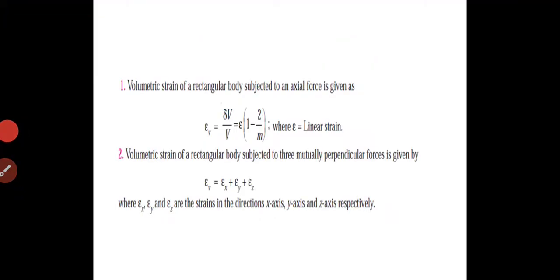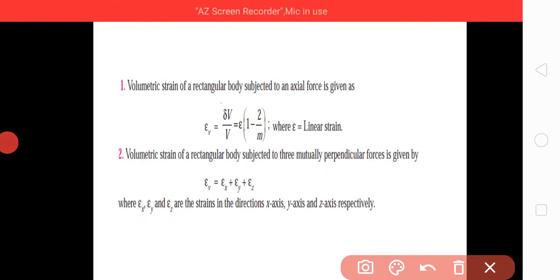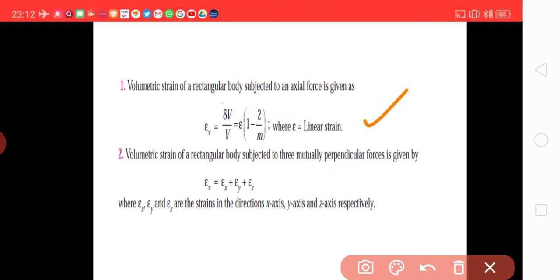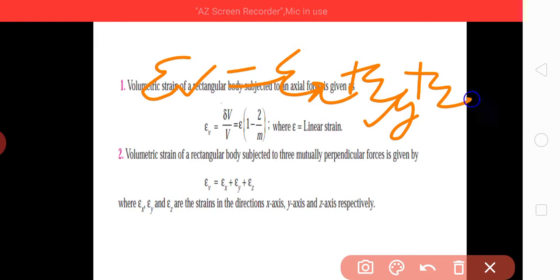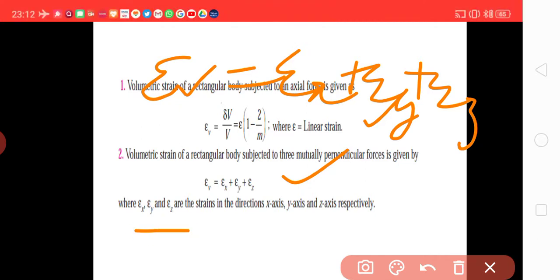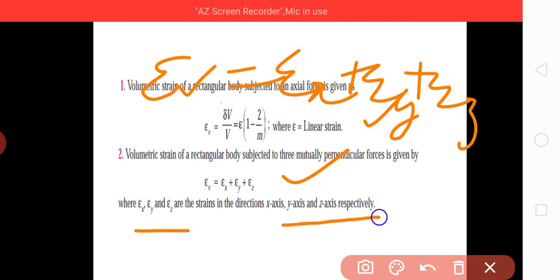The volumetric strain of a rectangular body subjected to an axial force is given by epsilon V equal to delta V upon V equal to epsilon into (1 minus 2 upon m), where epsilon is the linear strain. Similarly, the volumetric strain of a rectangular body subjected to three mutually perpendicular forces is given by epsilon V equal to epsilon x plus epsilon y plus epsilon z, where epsilon x, epsilon y and epsilon z are the strains in the directions x, y and z respectively.